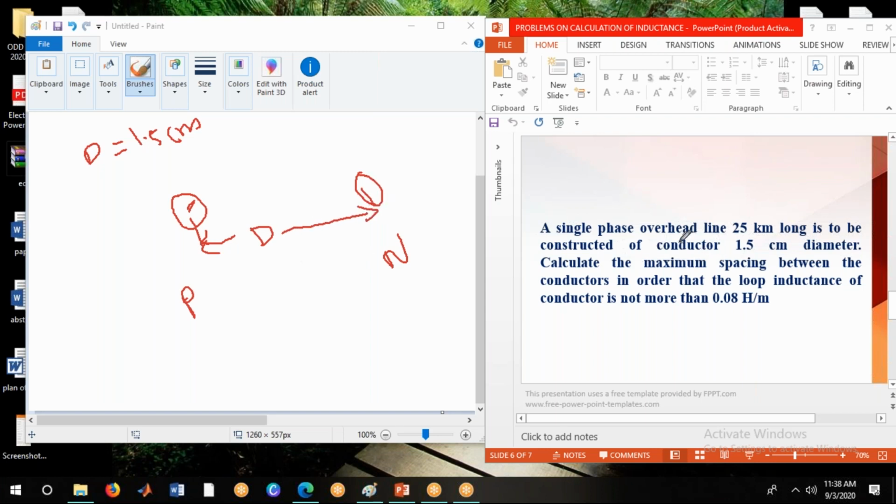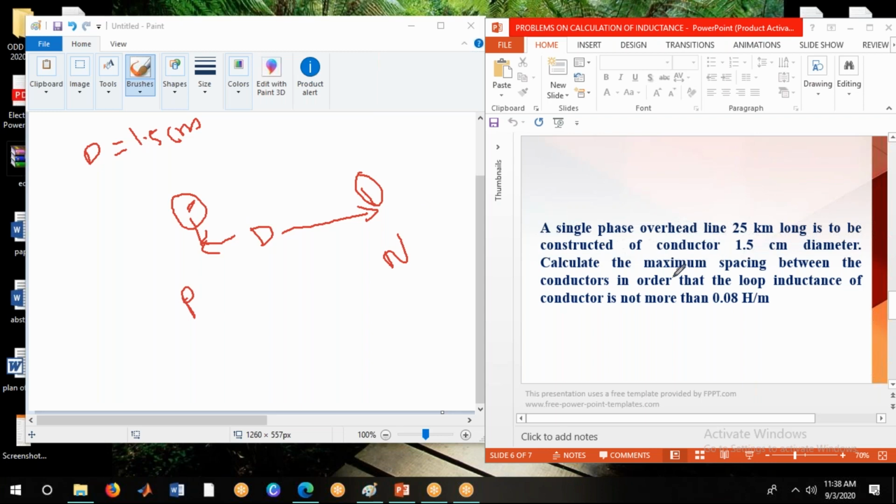Okay, now here length is different and d is different. In the case of length, towers also come, insulator length also comes in total. But in the case of spacing, we are calculating only spacing between the conductors. So don't consider the length, that is wrong.